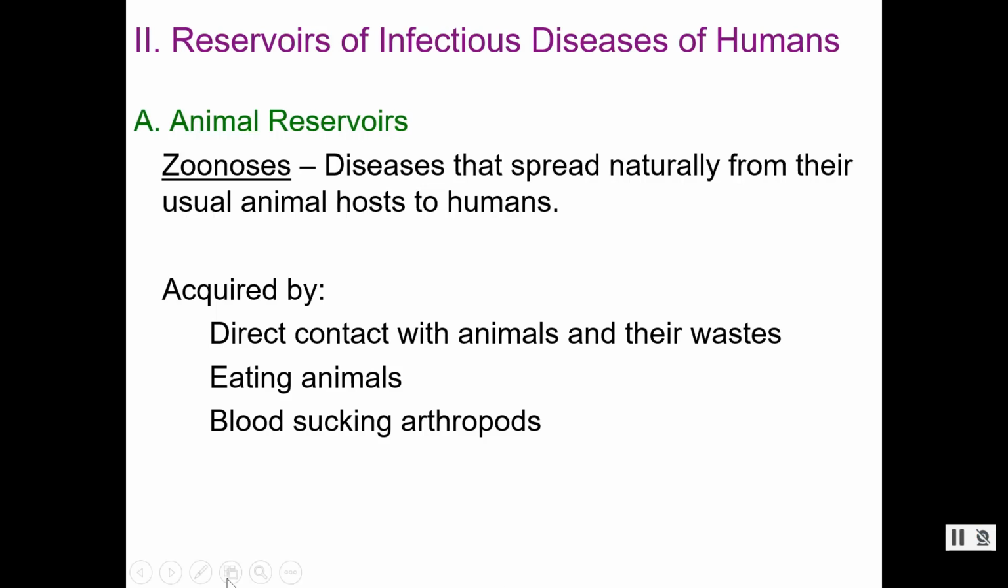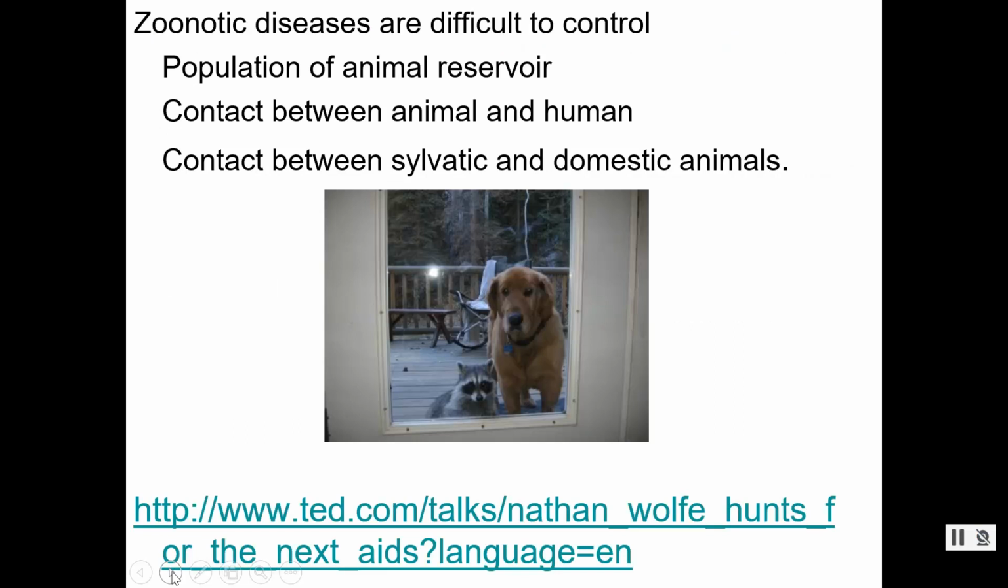Okay, so this is a zoonotic disease. These are very difficult to control, and this is the category of diseases that they're very concerned about because we can't control the population of animals. If this is a disease that's present in the wild, it's very difficult to get rid of it. And now in our society, we can see how humans are coming into animal habitats more and more, and there's increased contact between animals and humans. There's increased contact between our domestic animals and our wild, or sylvatic, animals. And you can see this cute picture of the dog and the raccoon. So these are the diseases that cause the most problems nowadays.